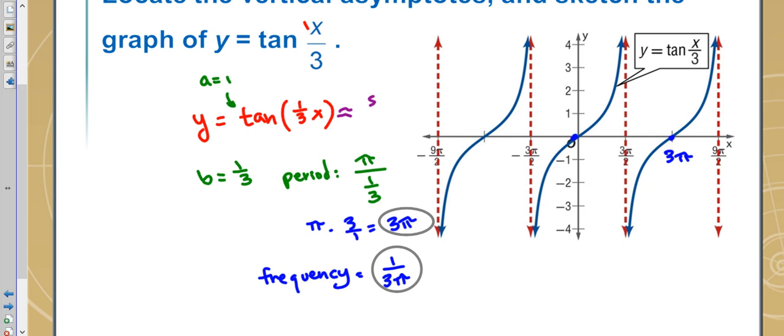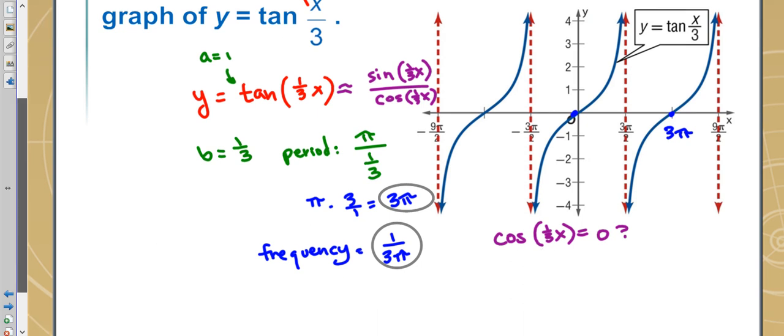And so tangent 1/3 x is the same thing as sine 1/3 x over cosine 1/3 x. And basically what you want to know is when is that equal to 0? And that's how you would solve for the asymptotes. You would ask yourself the question, when is cosine 1/3 x equal to 0? That's what you would solve for here. And now the way to solve this, the easiest way, is we could take the inverse. Remember, if we do the inverse, it switches these two, because I don't know what x equals. So I could actually say the cosine inverse of 0 is going to equal 1/3 x.